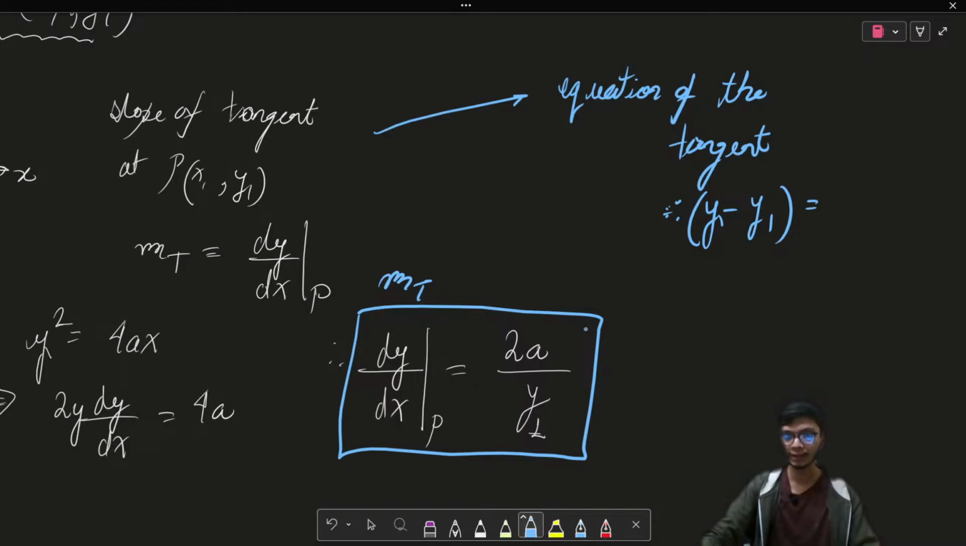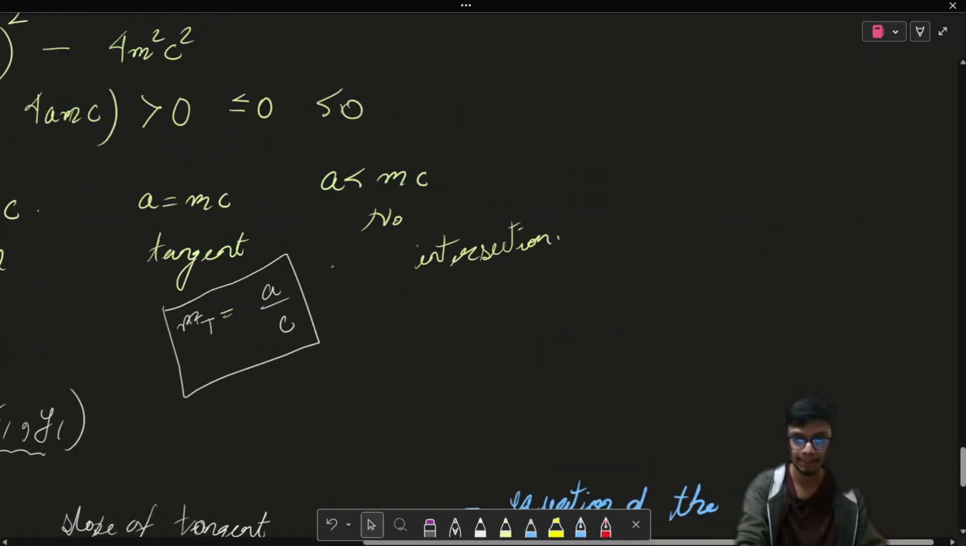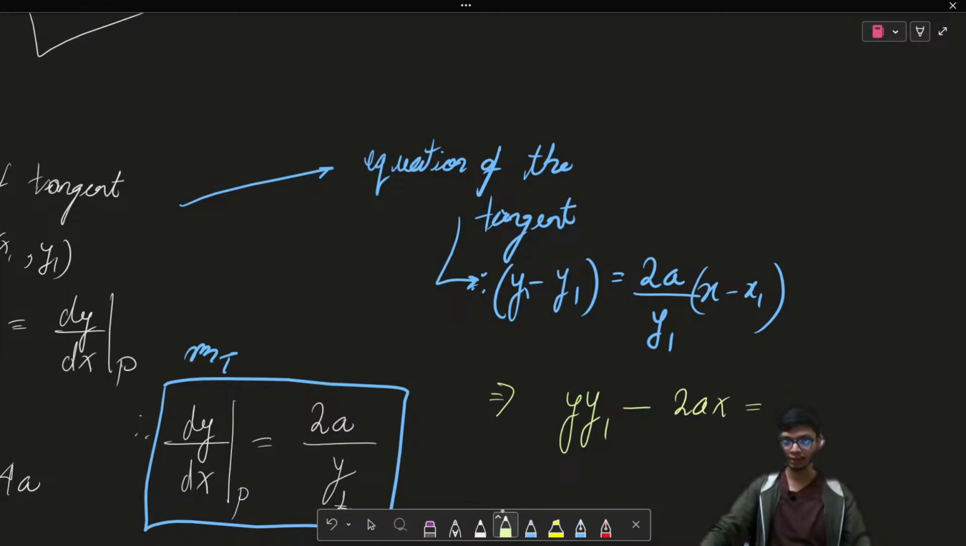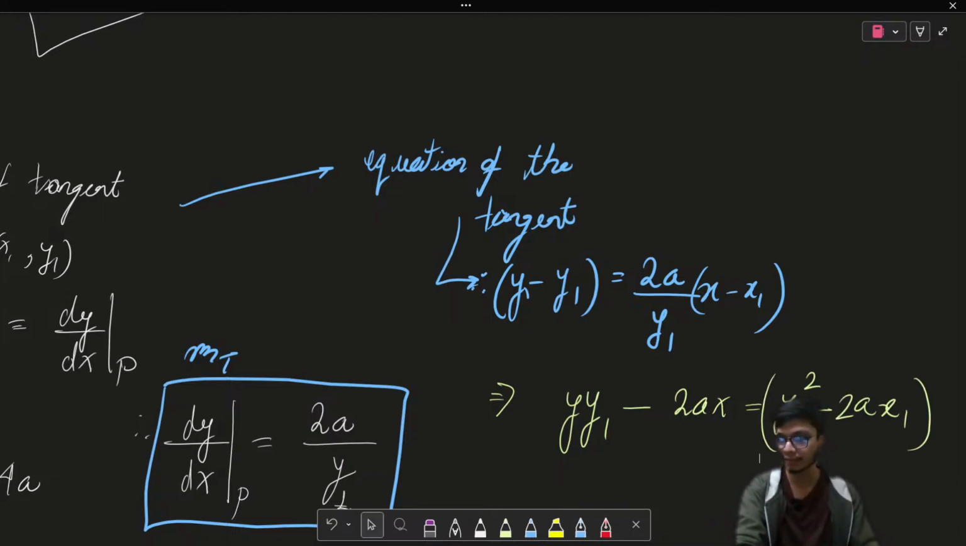which is y minus y1 is equal to the slope of the tangent, that is given as 2a upon y1, multiplied with x minus x1, right? So this is how we can formulate the equation of the tangent over here. Now moving further, we can simplify this expression and it becomes y into y1 minus 2 times ax is equal to y1 square minus 2 times ax1.